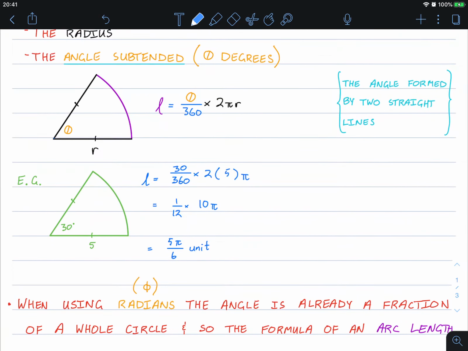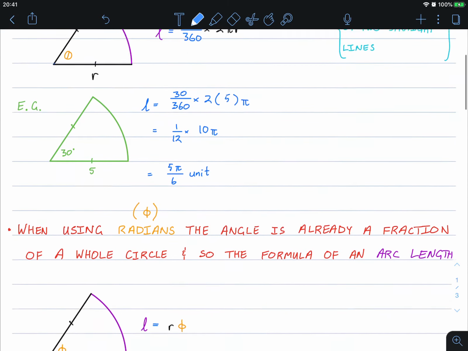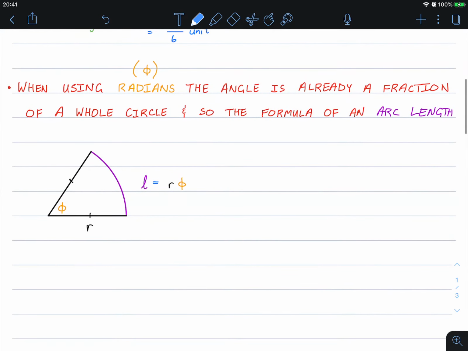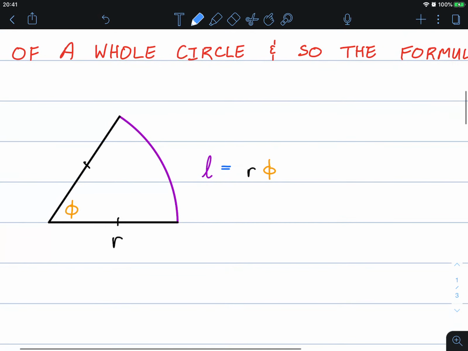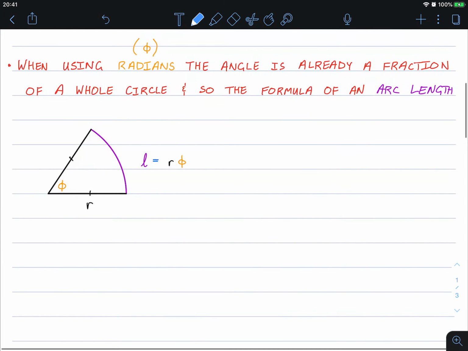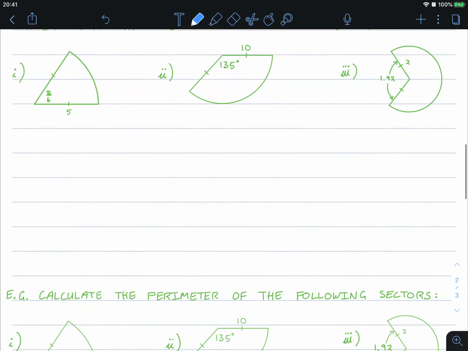However, in using radians, the angle is already a fraction of a whole circle. So the formula of an arc length is given as L is equal to R phi, given that phi is in radians. Okay, now this might not make as much sense, but you'll see what we mean in a moment.